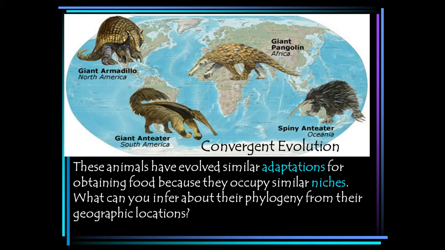Convergent evolution. These animals have evolved similar adaptations for obtaining food because they occupy similar niches, even though they're on 4 different continents. The giant armadillo, the giant pangolin, the spiny anteater, and the giant anteater all have very similar noses because they're all eating the same type of food within their environment. So what can you infer about their phylogeny from their geographic locations? Their phylogeny would be their common ancestor.